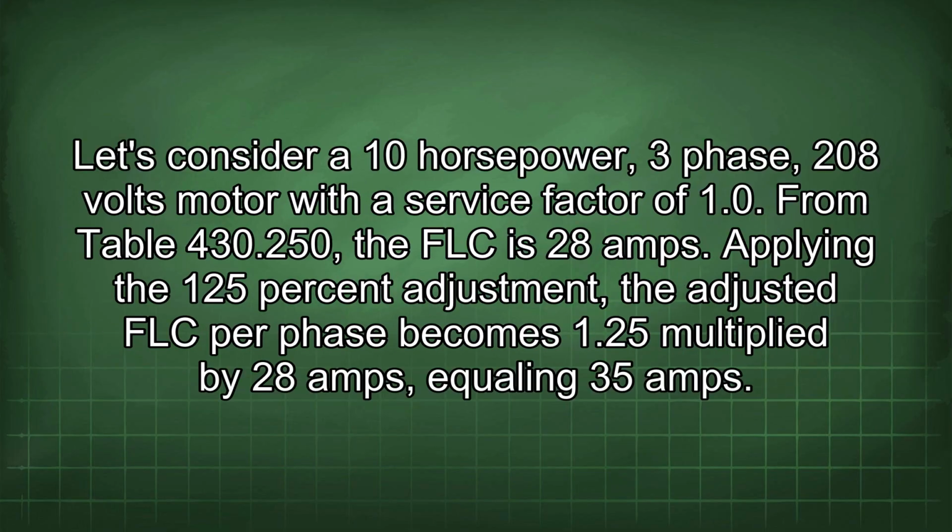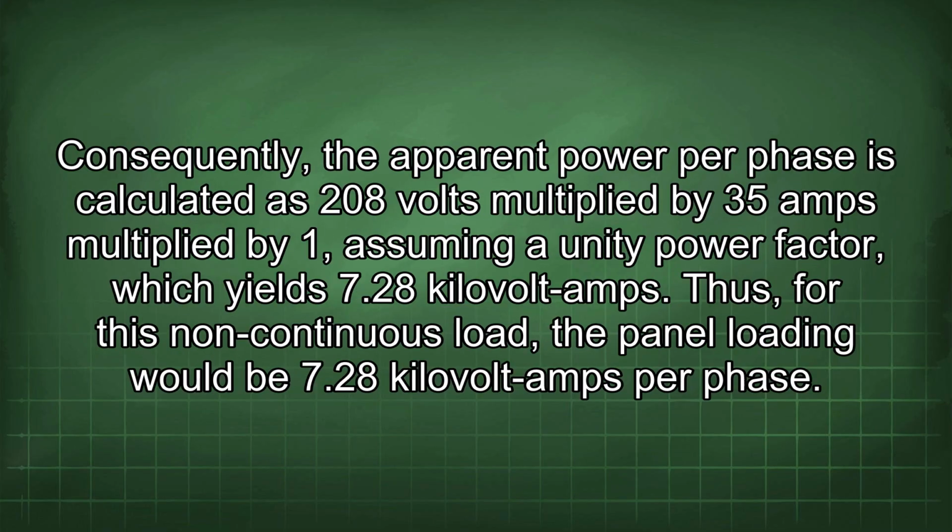Let's consider a 10 horsepower, 3-phase, 208 volts motor with a service factor of 1.0. From table 430.250, the FLC is 28 amps. Applying the 125% adjustment, the adjusted FLC per phase becomes 1.25 multiplied by 28 amps, equaling 35 amps. Consequently, the apparent power per phase is calculated as 208 volts multiplied by 35 amps multiplied by 1, assuming a unity power factor, which yields 7.28 kilovolt amps. Thus, for this non-continuous load, the panel loading would be 7.28 kilovolt amps per phase.